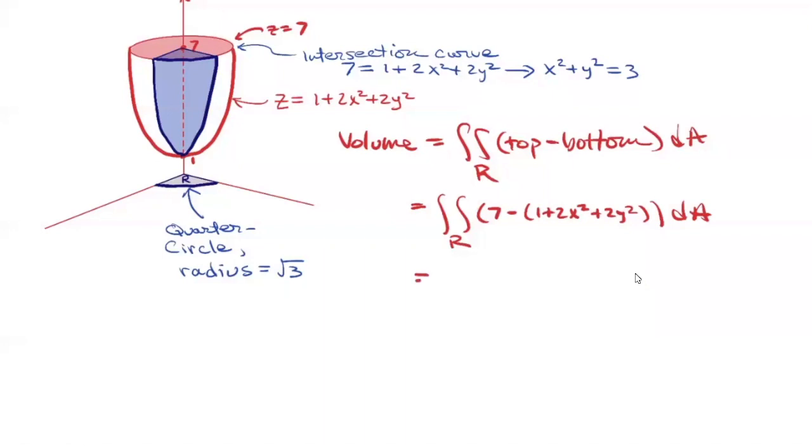Okay, and then in the double integral, 7 minus 1 is going to be 6, minus, let's factor out the 2 from those, so 6 minus 2 times x squared plus y squared. I'm factoring that 2 out because that's going to be our r squared. Remember, x squared plus y squared is r squared, and dA is going to be another r, so that'll be r dr d theta.